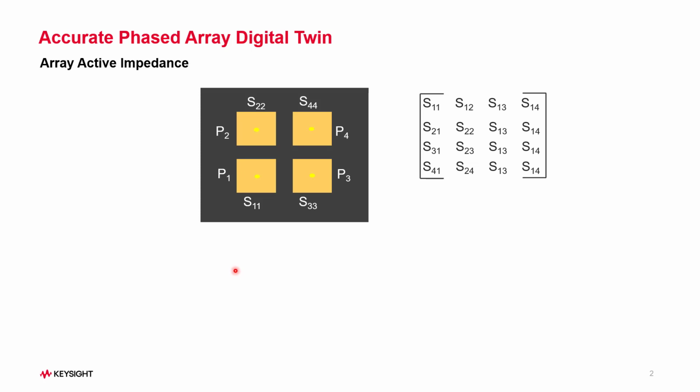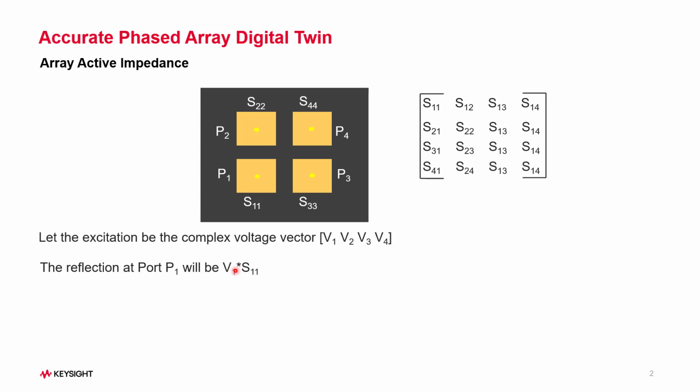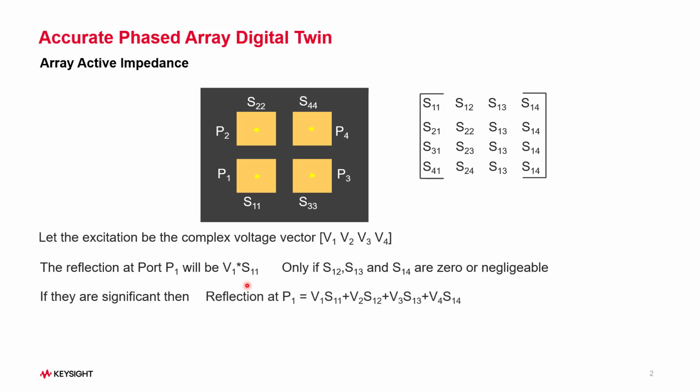If we apply voltages V1, V2, V3, V4 at ports P1, P2, P3, and P4, we can write the reflection at port P1 as V1 times S11. This is true only if the cross terms S12, S13, and S14 are negligible. If they are not negligible and are significant, then we have to modify the equation to be V1 S11 plus V2 S12 plus V3 S13 plus V4 S14.